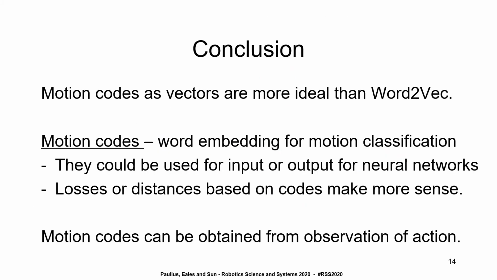To conclude, we introduced the motion taxonomy to obtain an embedded representation of manipulation. This representation, called motion codes, can be used for motion classification tasks. We propose that they are more ideal than word2vec, as the losses or distances reflected by these codes make more sense with the physical characteristics of motion. Motion codes have the key advantage of being obtainable from observations of action.